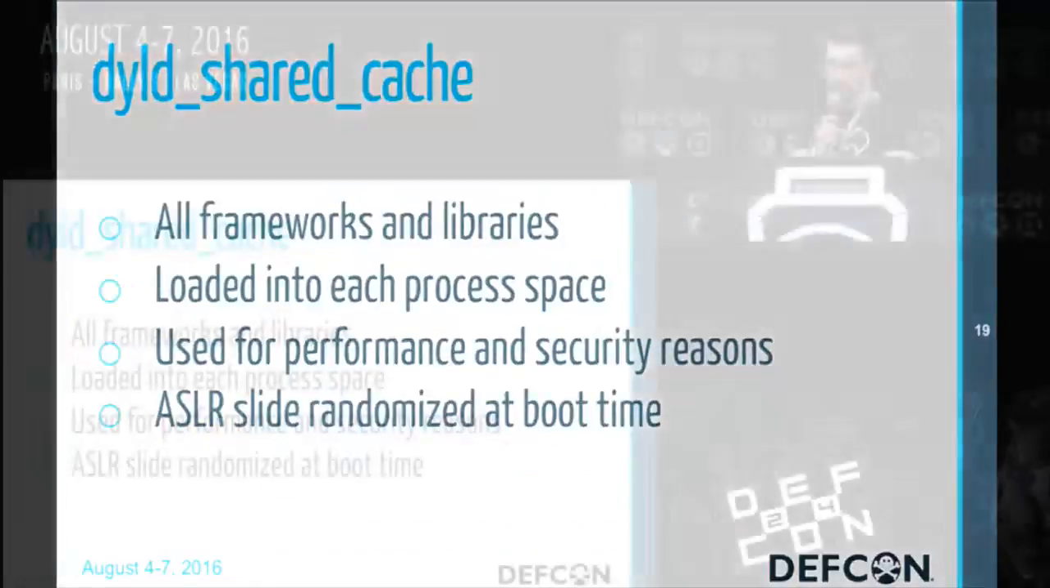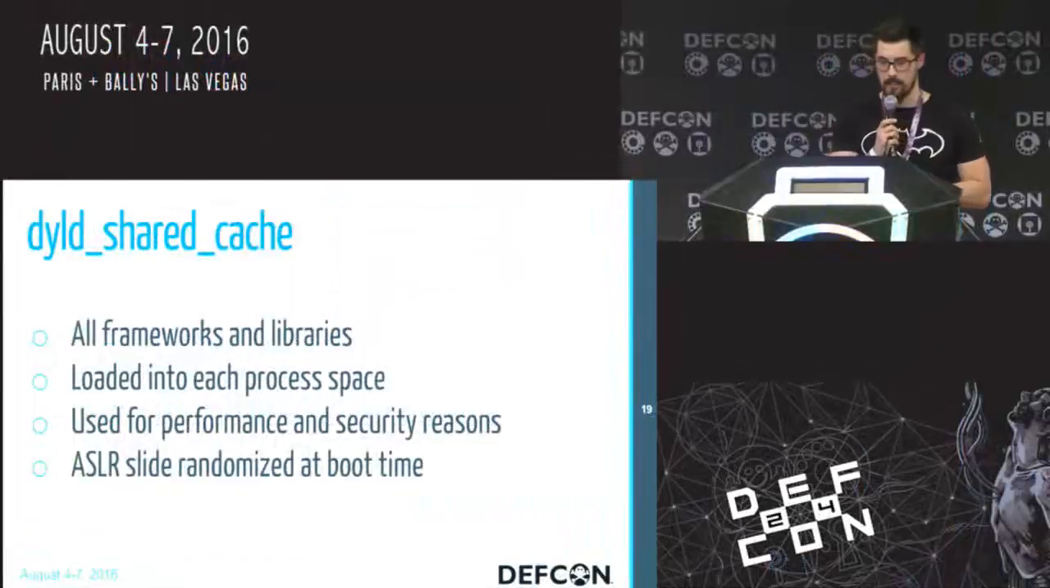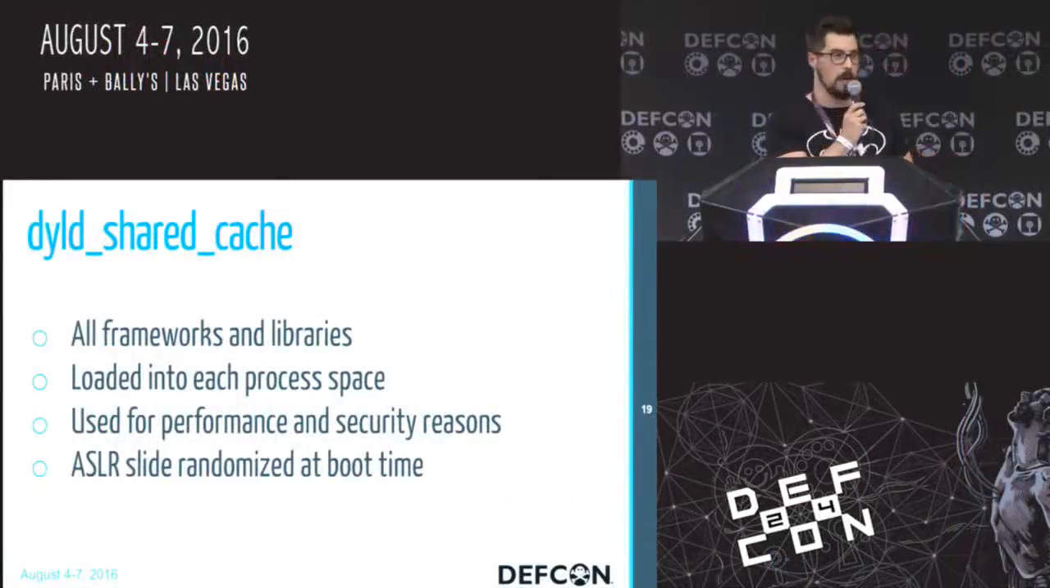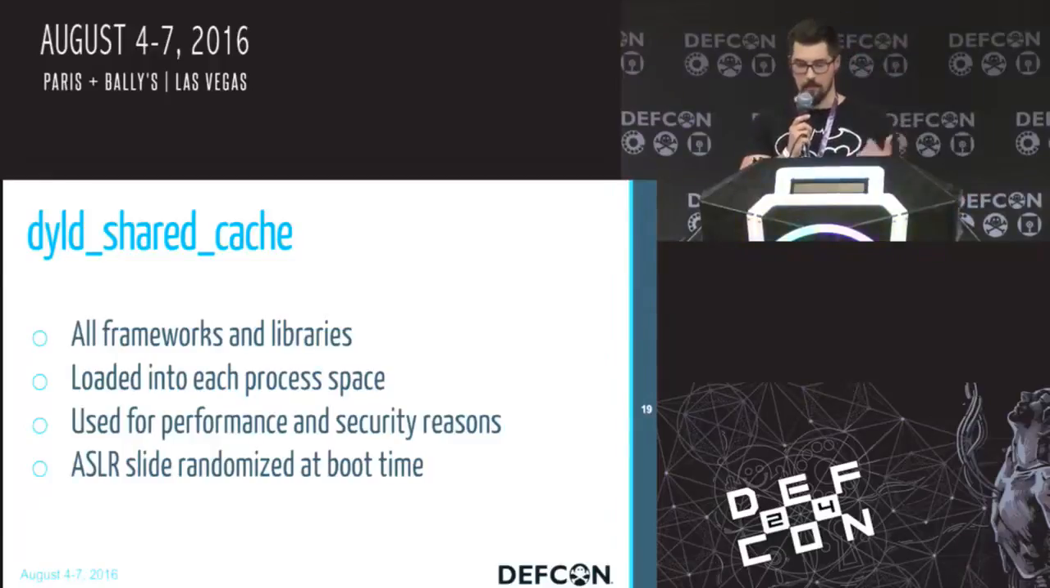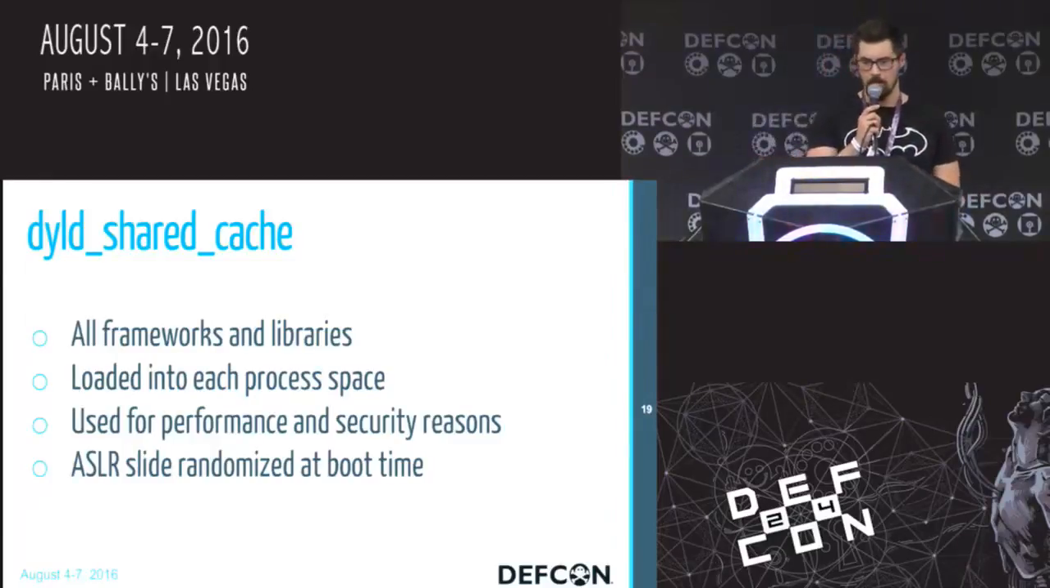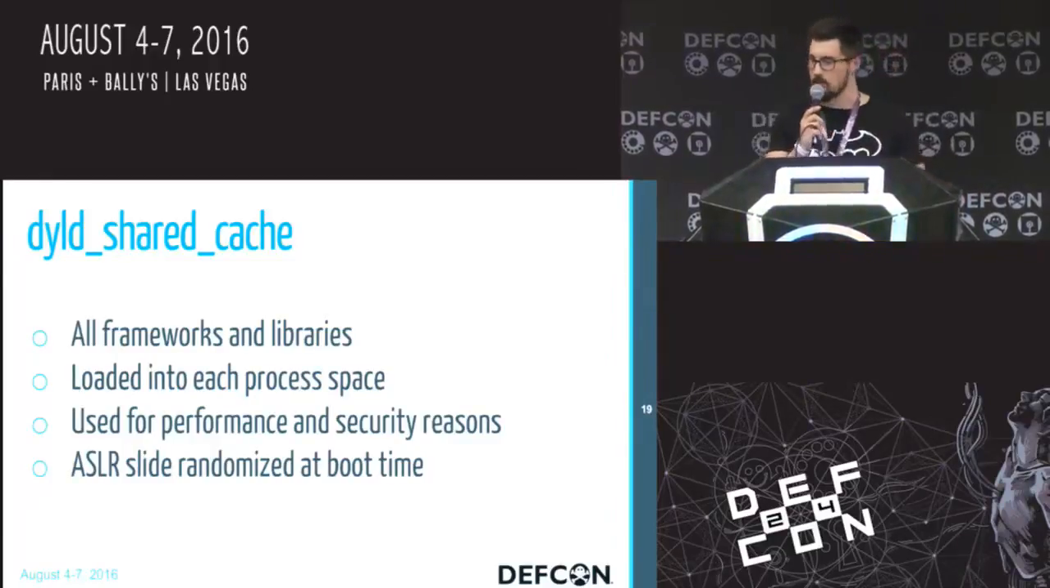A few words about dyld shared cache. So what is it? Starting from iOS 3.1, Apple moved all the frameworks and libraries to one big file called the shared cache. It removed all the original files from disk. And I think they use it for performance and security reasons. It's going to load into each process space.